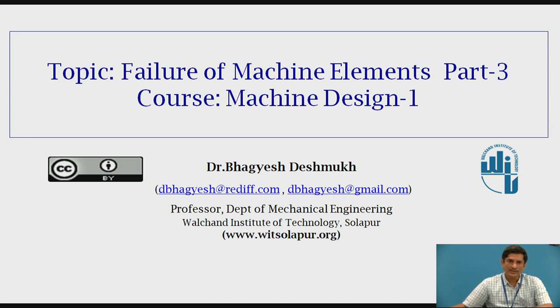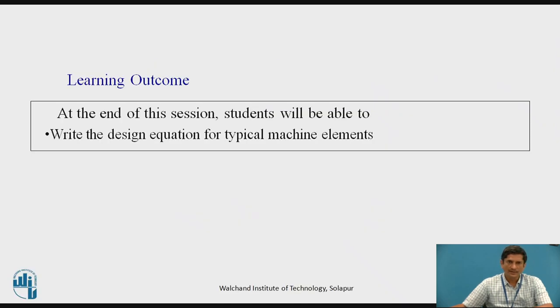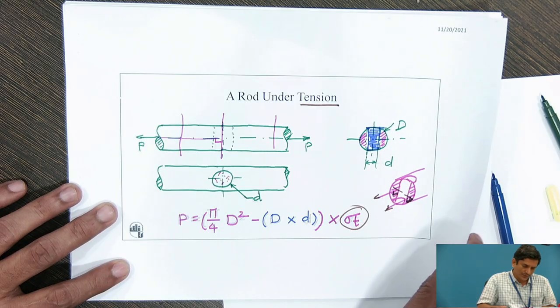In this session, we will be studying the failure of simple machine elements. This is part 3 of the failure of machine elements. At the end of this session, you will be able to design the equations for typical machine elements under various conditions of loading. These failures and the equations developed will be useful for developing the design equation for typical assembly of machine elements. Okay, let us move further.